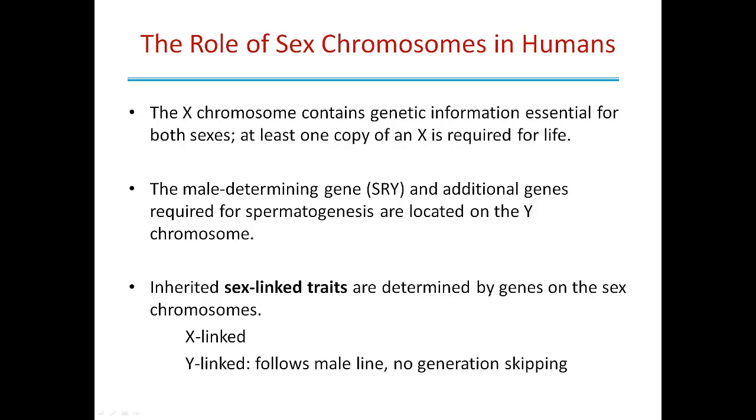In addition, there are other genes located on the Y chromosome, and these genes are primarily important for spermatogenesis. So it tends to be that if you have a mutation on the Y chromosome, you tend to be sterile because you cannot complete spermatogenesis. So we're really going to focus mainly in humans on X-linked traits because these are the ones that are much more common.